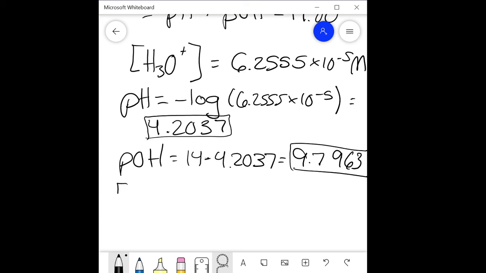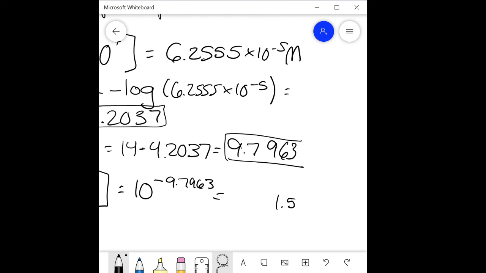And then we need the molarity of the hydroxide ion. That is just going to be 10 to the negative, because we need to do the opposite of logging it. So 10 to the negative of the pOH, and that'll give us 1.598 times 10 to the negative 10, the molarity.